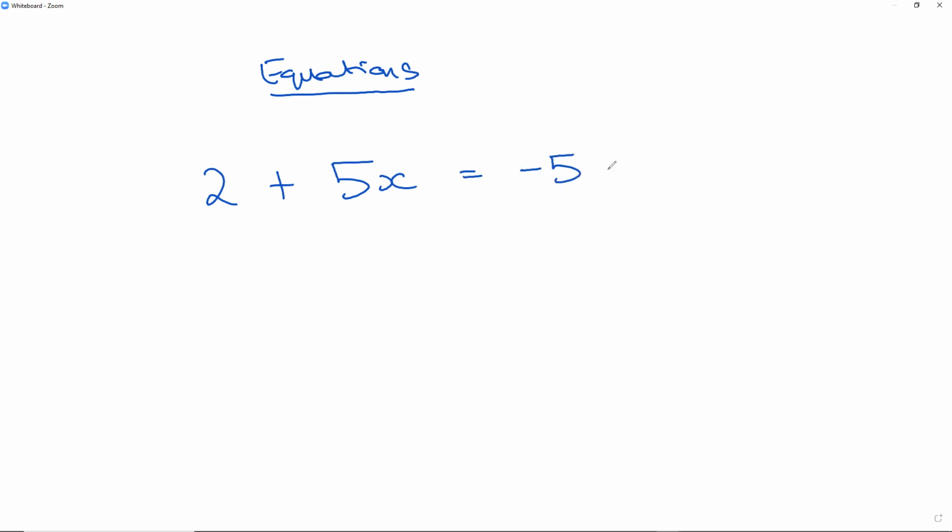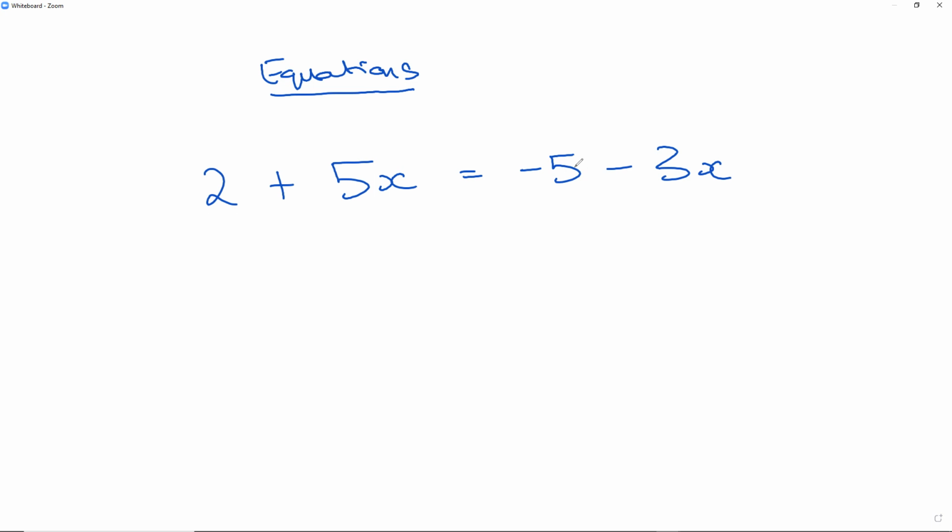All right, so this is part of equations, right? Okay, so equations. And I've got, let's say, 2 plus 5x equals negative 5 minus 3x.